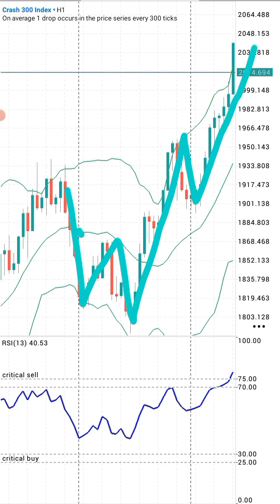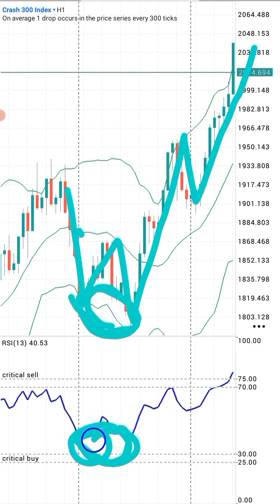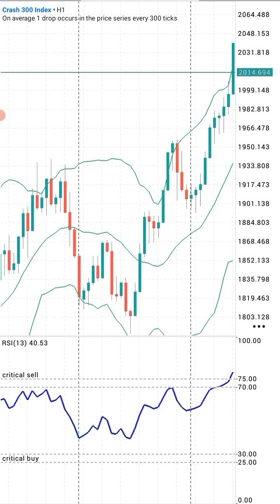Price must be below this place, at this lower boundary. Price must also be either close to or at 30 on the RSI. Once it is like that, you enter the trade and take profit once it touches the Bollinger Band or once it reaches the 70 or the 75 here. That's how to trade it.